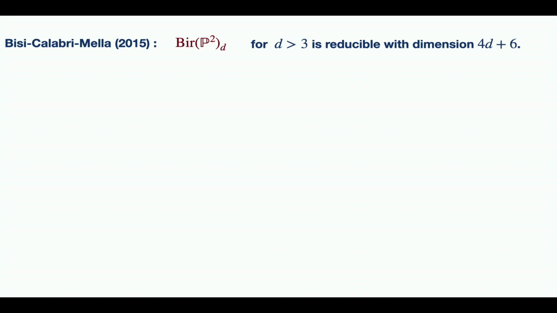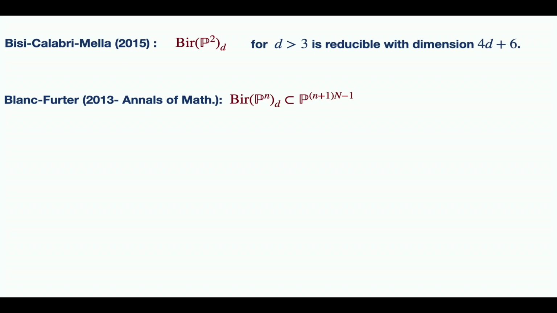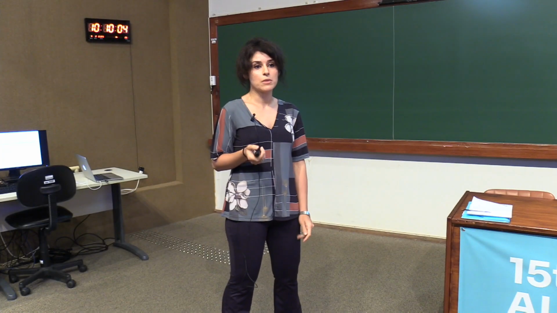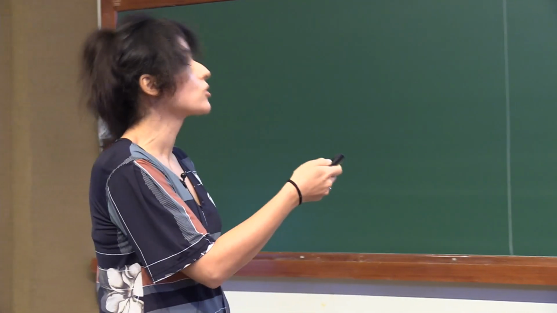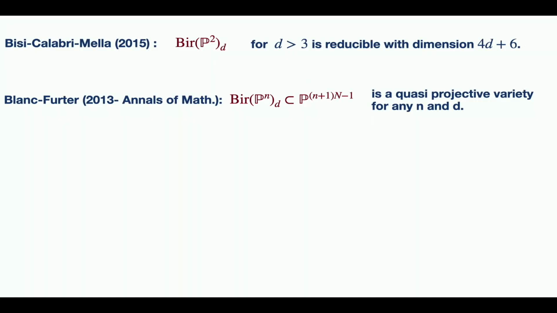But they didn't tell us about the quasi-projective structure, because before that, Blanc and Furter in 2013, in their article in Annals of Math, considered the vast generality. Reducible means that it can be written as a union of subvarieties, not of the variety. It is still quasi-projective because of this work. They have shown that for any n and for any d that you consider here in the projective space, this set has the structure of an algebraic variety. It is a quasi-projective variety. So it's not just a plain case, it is for any n and d.